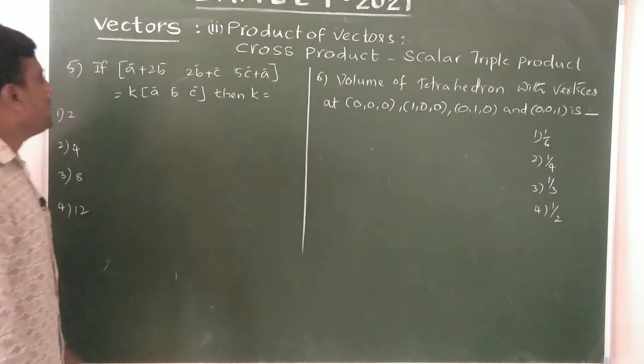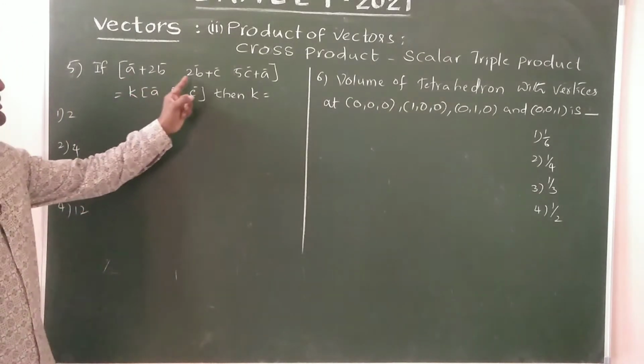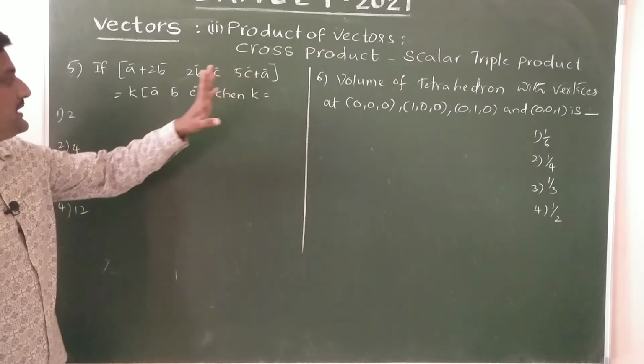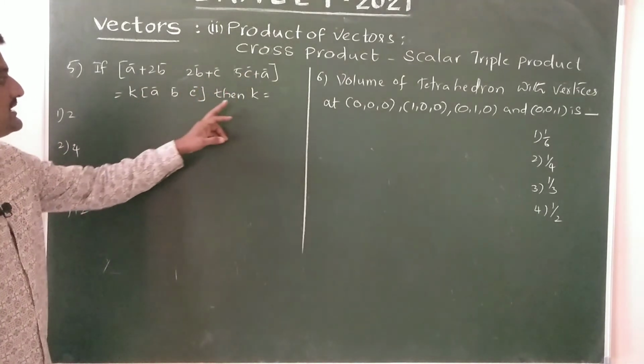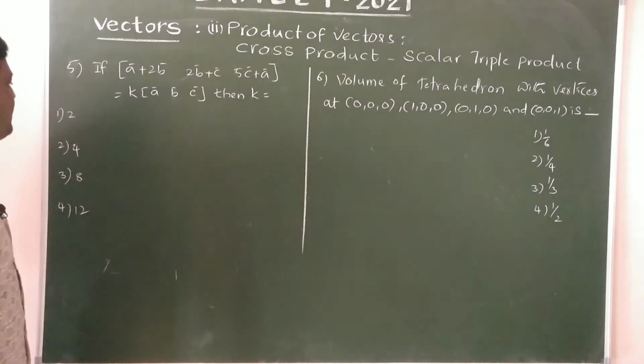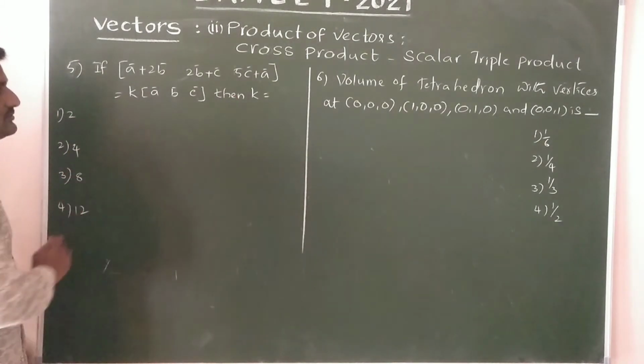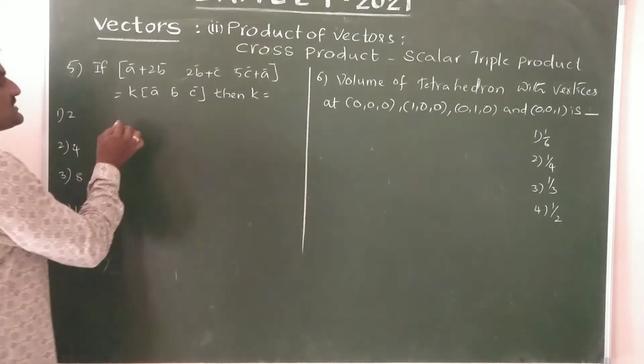If box of A plus 2B, 2B plus C, 5C plus A equals K into box of ABC, then what is the K value? Options are 2, 4, 8, 12. Okay, let us go with our solution.